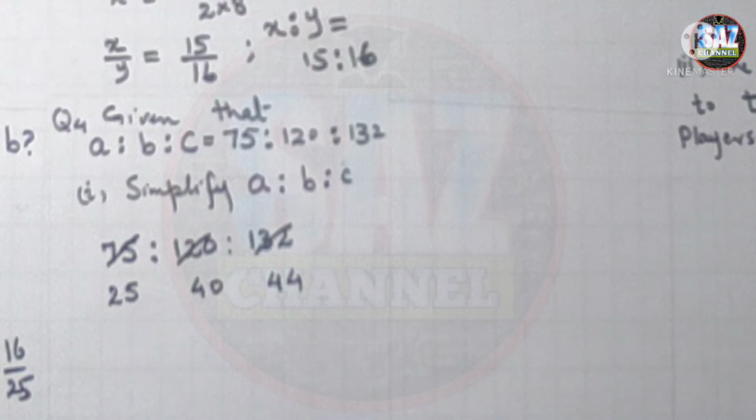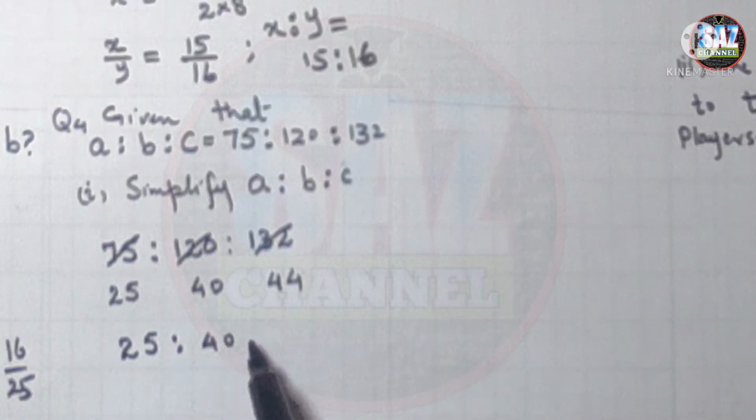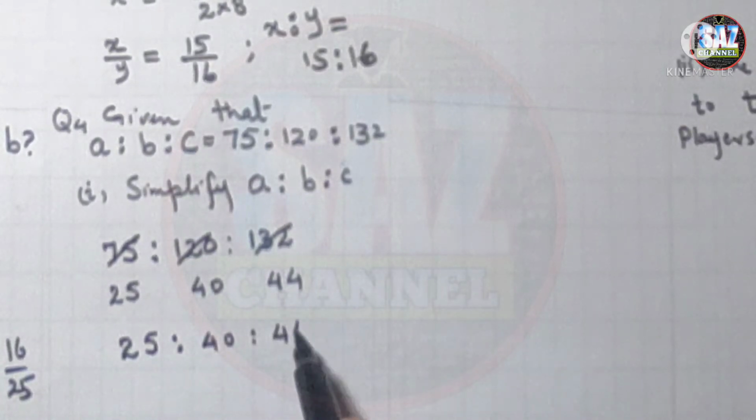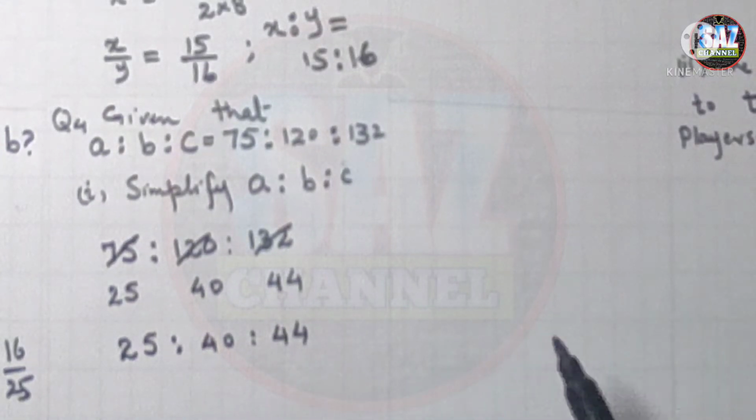Okay, now 25 and 40 can go in the table of 5, but 44 can't. So the simplified form for A ratio B ratio C will be 25 ratio 40 ratio 44. I hope you are clear about this question. And the next part is B ratio A.